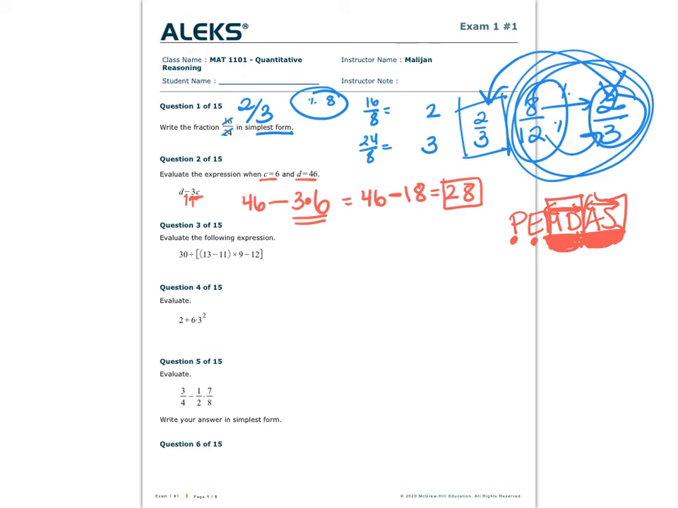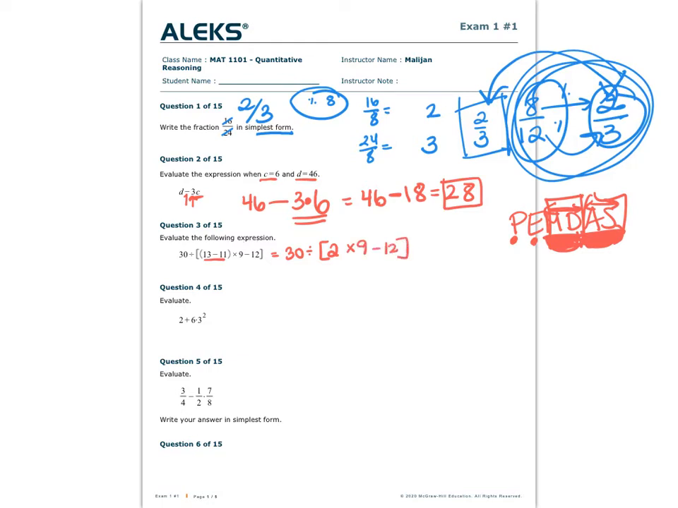So let's do this order of operations question. You have a big parentheses, and then a little inner parentheses. I really can't clear out this big parentheses till I work with the inside first. So let me erase this so I can add my pieces in. We can do 13 minus 11 first. So that gives me 30 divided by, 13 minus 11 is 2, times 9 minus 12.